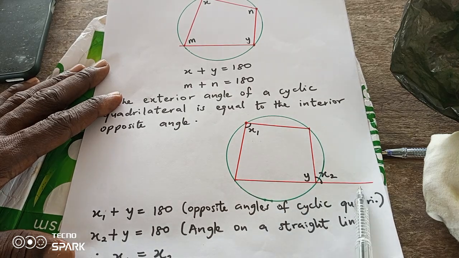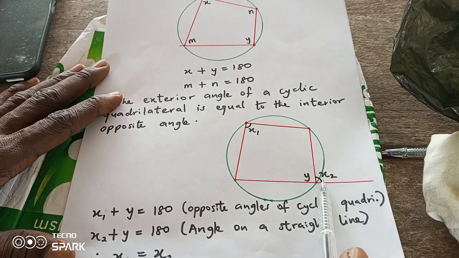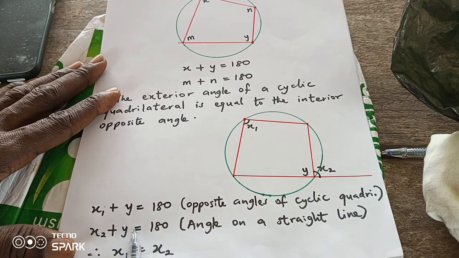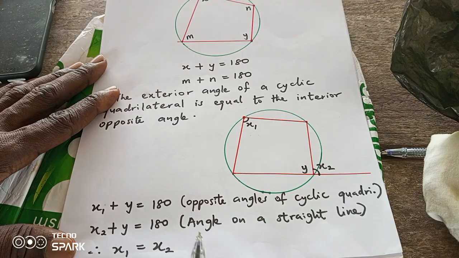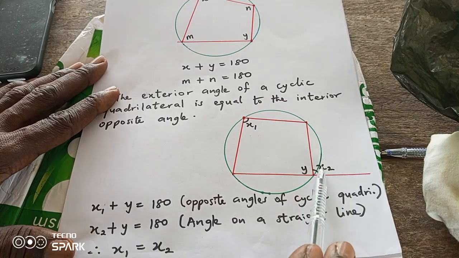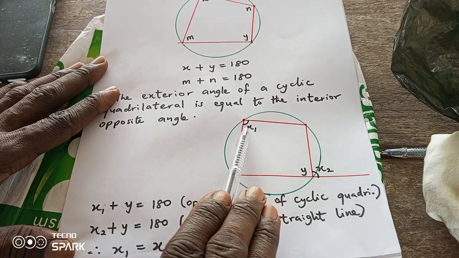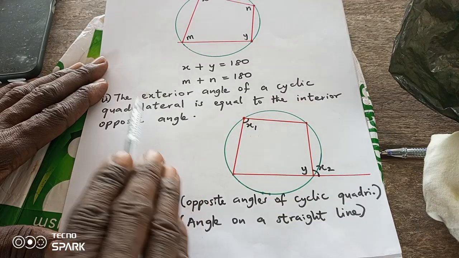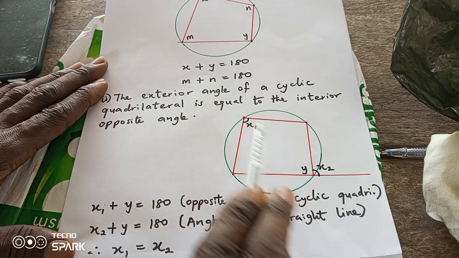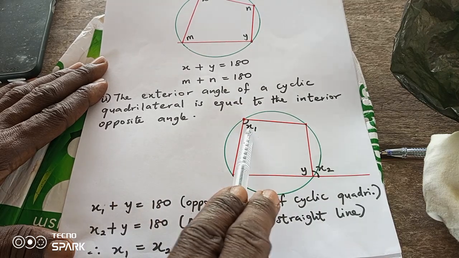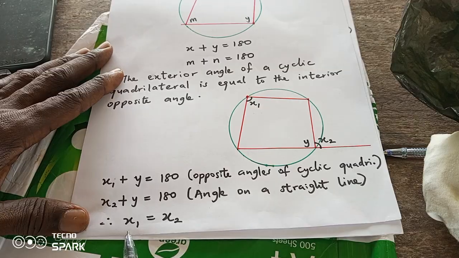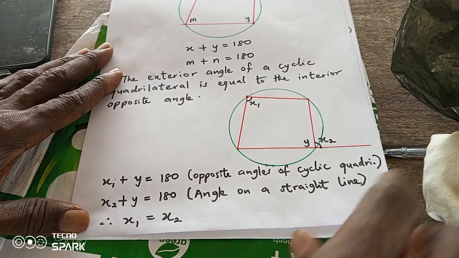Also, if you now have this to be a straight line, this y plus this x2 should be equal to 180, because that will give us angle on a straight line. x2 plus y is equal to 180. So you can see that the value of angle x1 and x2 will be equal. This is the exterior angle for the interior opposite angle. So the exterior angle of a cyclic quadrilateral is equal to the interior opposite angle. Angle x1 is equal to angle x2.